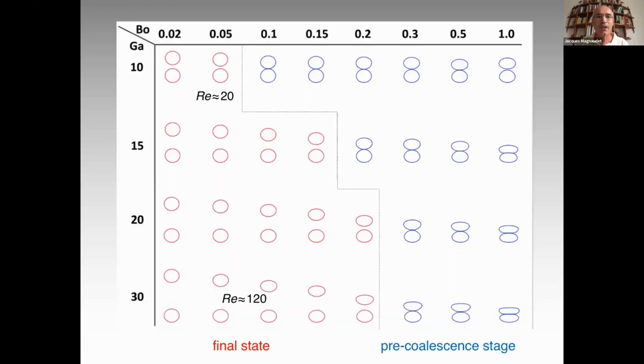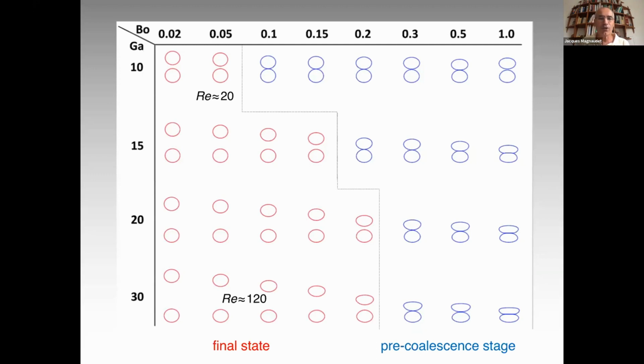Okay, so here is a view of the state diagram we obtain. This diagram is plotted against the Bond number on the horizontal axis and the Galilei number on the vertical axis. The blue bubbles on the right are about to coalesce. You see that they are extremely close to each other, of course. And the red bubbles instead maintain a finite separation between them.